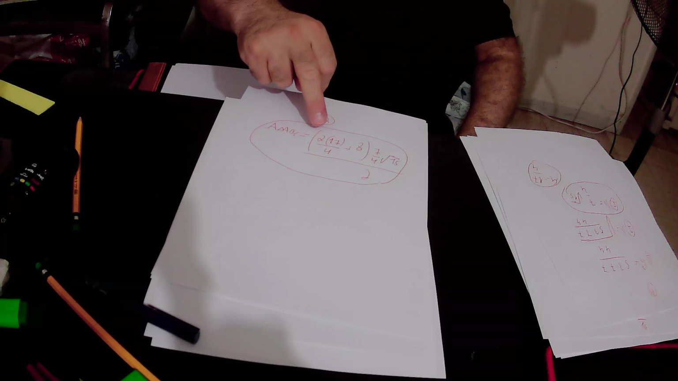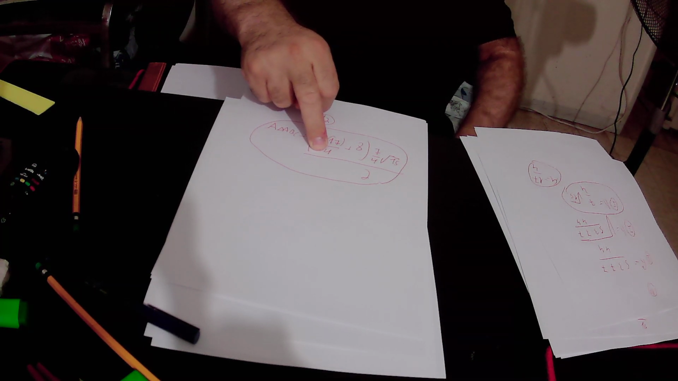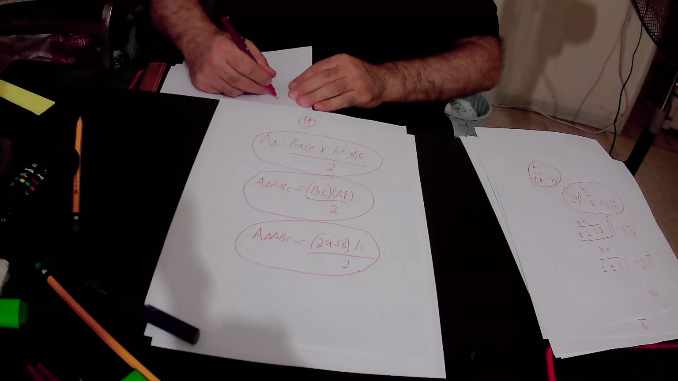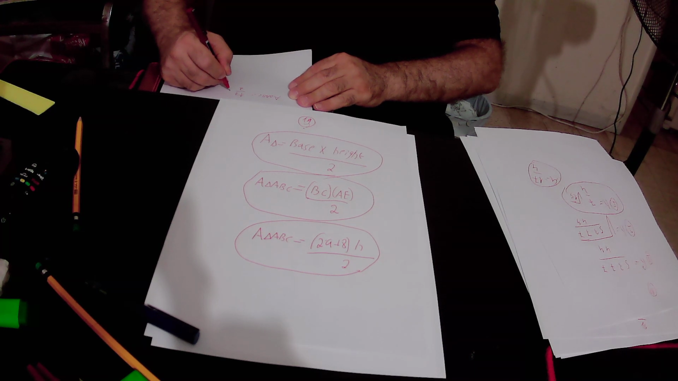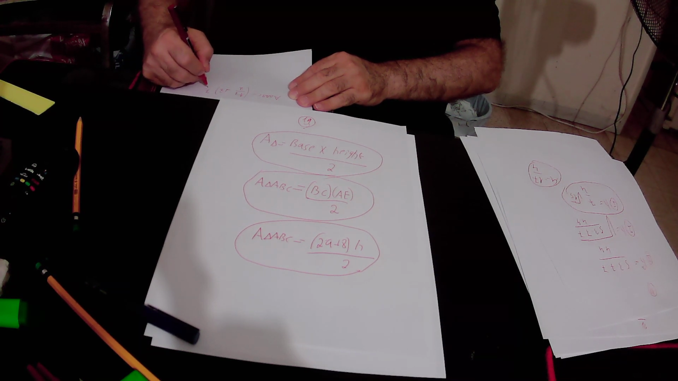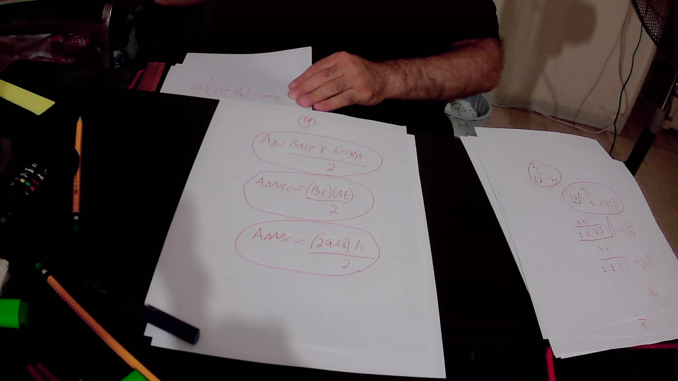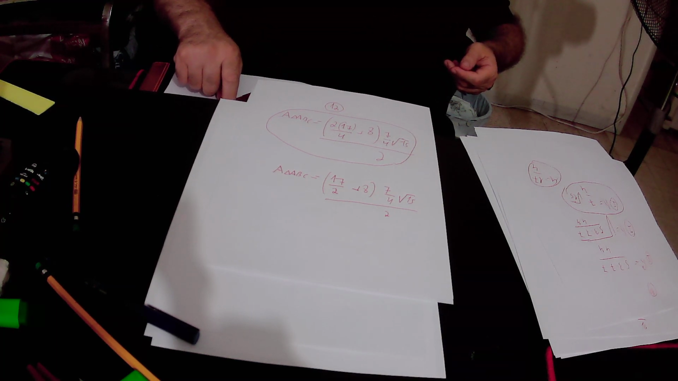Here 2 over 4 is 1 over 2, so we will have 2 in the denominator. So the area of triangle ABC will be equal to 17 over 2 plus 8, times 7 over 4 times root 15, over 2. Okay, so the area of triangle ABC equals (17 over 2 plus 8) times 7 over 4 times root 15 over 2.